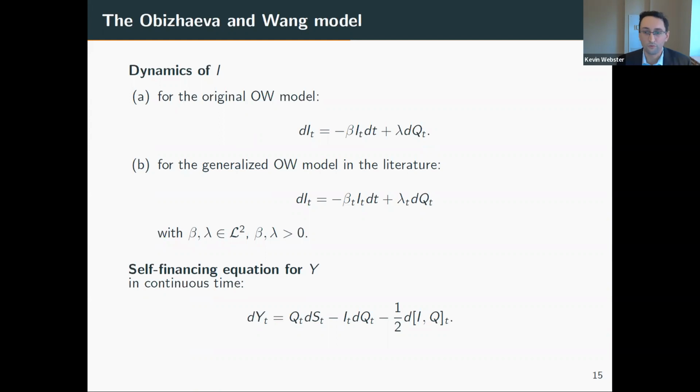I'm not going to prove any of these statements. You can go back to these papers, or you can ask me questions at the end if these equations aren't clear, or if it's not clear where the self-financing equation comes from.